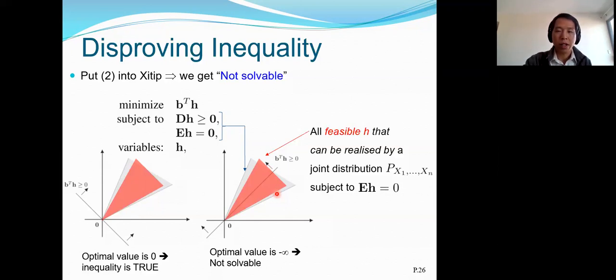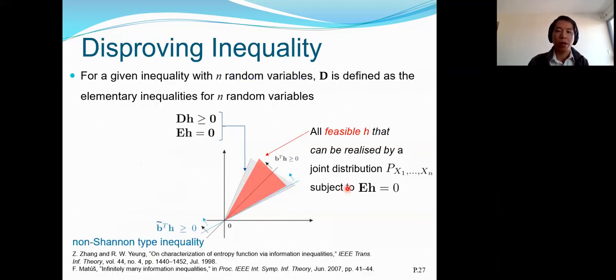However, there is no guarantee that the red region is exactly equal to the gray region here. Just like in this example, we only know that the red region is inside the gray area, but we don't know whether there can be a small gap. And this problem was solved by Zhang and Yang.